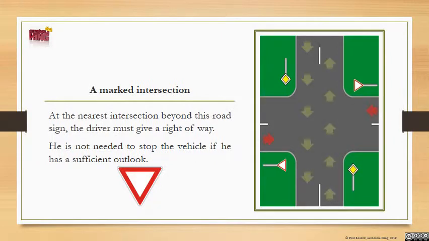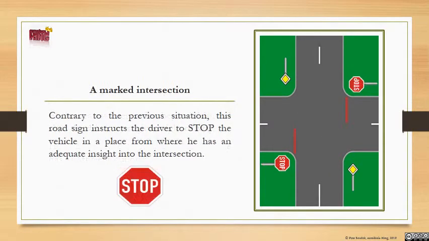At the nearest intersection beyond this road sign, the driver must give way. He is not required to stop the vehicle if he has a sufficient outlook. Contrary to the previous situation, this road sign instructs the driver to stop the vehicle in a place from where he has an adequate insight into the intersection.